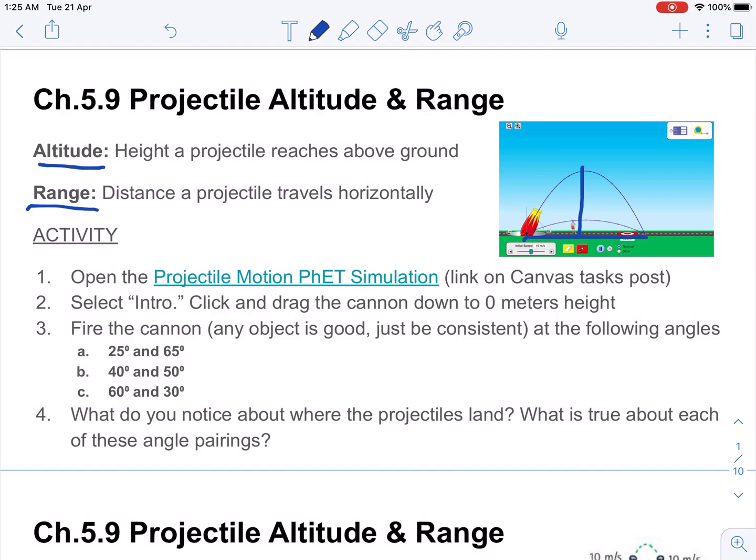And this was relevant during war times when they were firing cannons at each other, and is relevant even for space exploration, firing rockets and trying to figure out where things are going to end up.